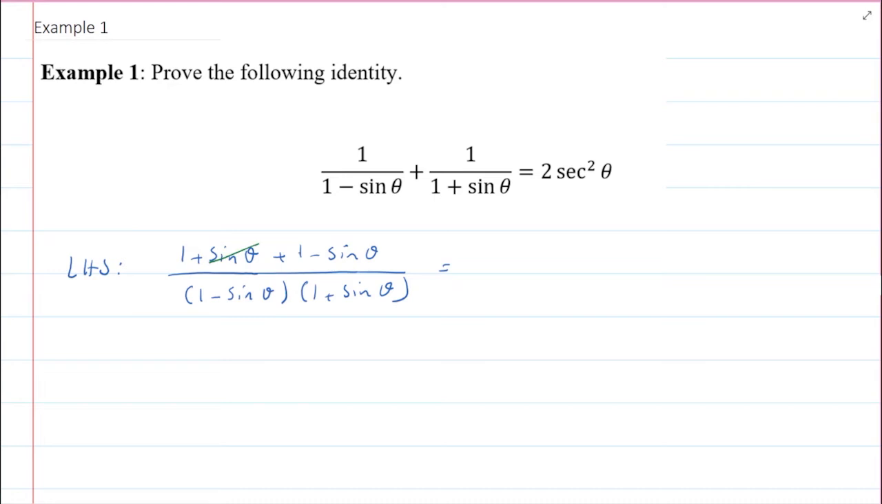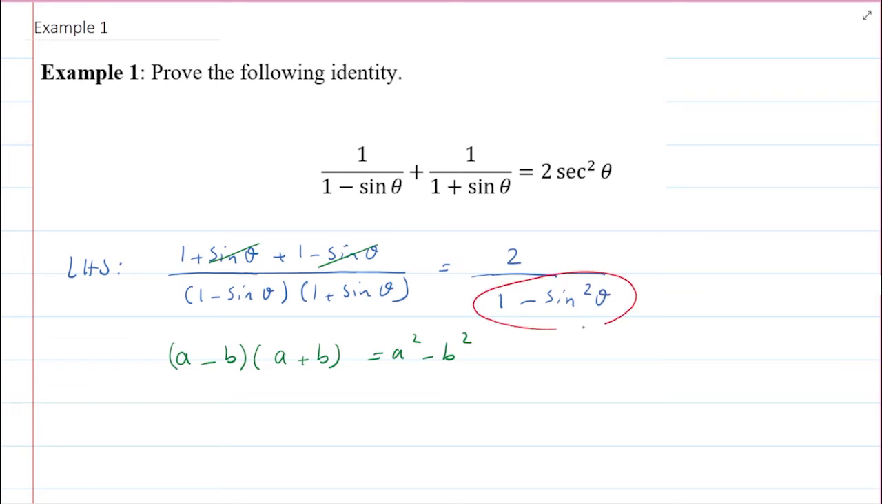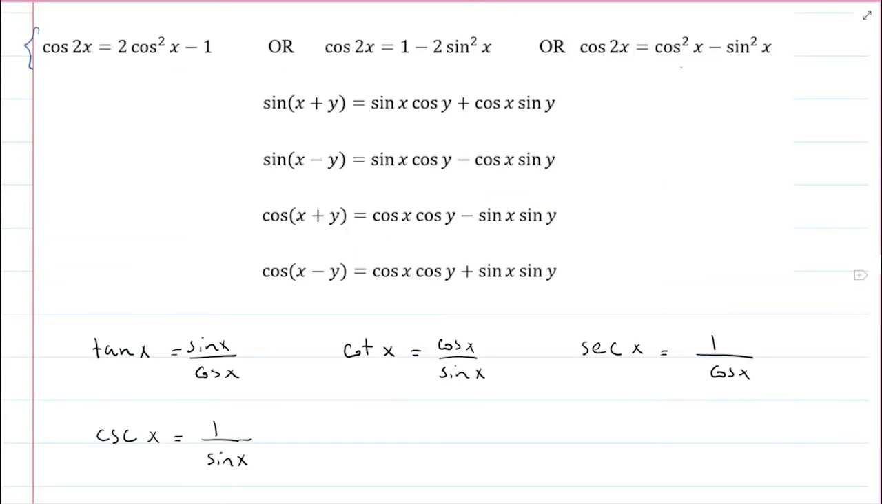Here you see that you're going to cancel out these 2, so you end up getting a 2 here. For the denominator, you remember this identity that if you have a minus b times a plus b, the answer would be the difference of squares. So right now I have a minus b right here and a plus b right here. If I multiply those, that gives me a squared, which is 1 squared, minus b squared, which is sine squared of theta.